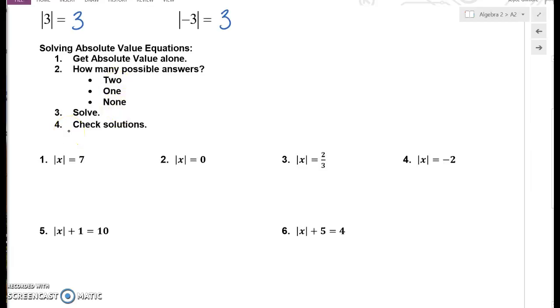So number 1, the absolute value of x equals 7. Where on the number line are we 7 units away from 0? At 7 and at -7. 7 is 7 units away from 0. -7 is 7 units from 0. Those are your 2 solutions.